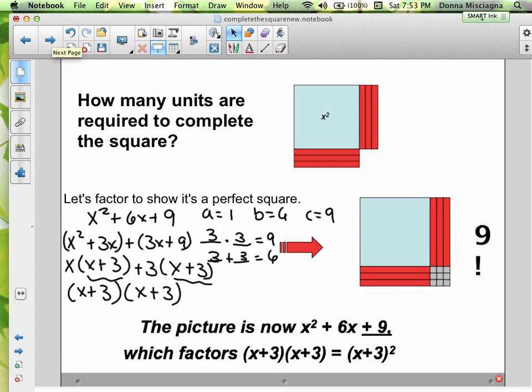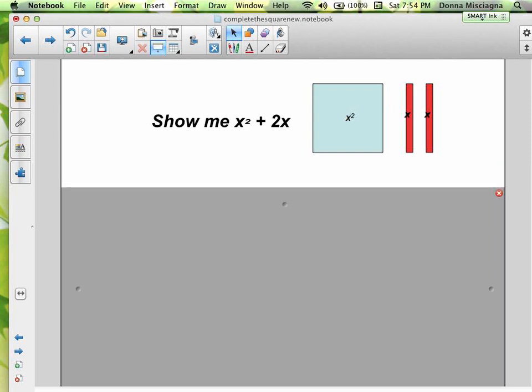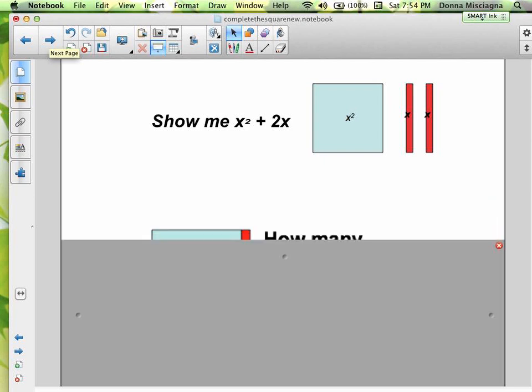Since we're multiplying something by itself, we could rewrite that as x plus 3 squared. So that is a perfect square. So 9 units made our figure here a perfect square. Let's look at another one. I think I have at least 3. We have x squared plus 2x. Let's put them together.